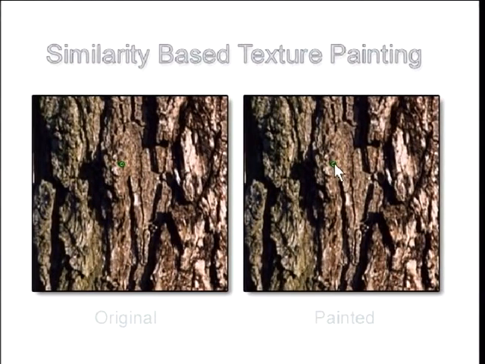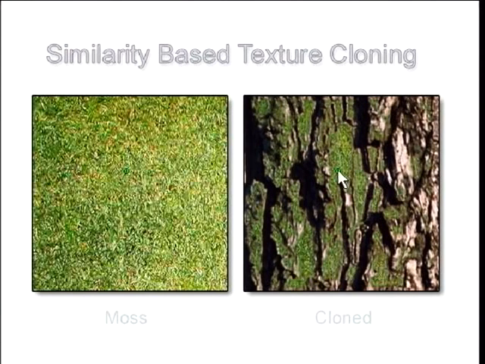In this next example, we first paint a solid green color over regions of a bark texture. We follow this by the application of a cloned moss image over the same portions of the original texture.